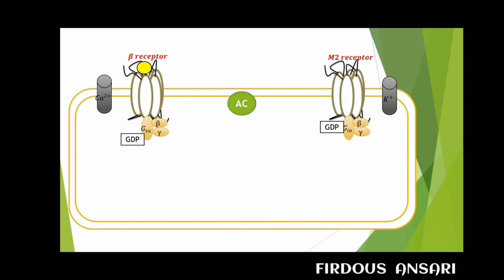Now we will discuss the GI type of G protein coupled receptor. A very simple example is the muscarinic M2 receptor. Now suppose acetylcholine binds with the M2 receptor. Initially the same thing happens. Guanosine diphosphate will be removed and replaced by guanosine triphosphate. Now this guanosine triphosphate along with its alpha subunit will move towards the effector. But what happens to the effector now? Will it stimulate or inhibit? Yes, it will inhibit because it is a G inhibitory kind of G protein coupled receptor.